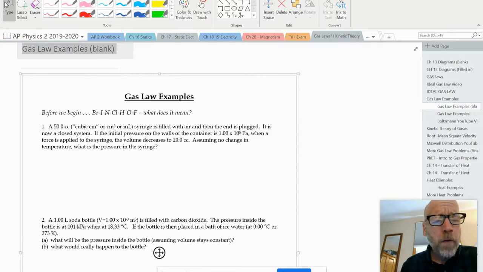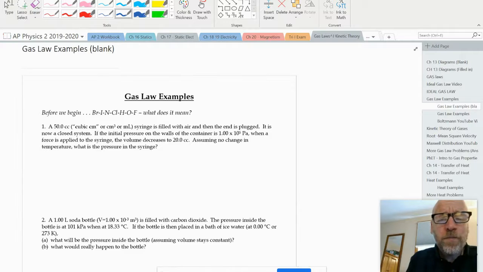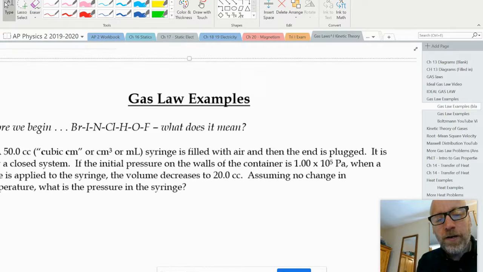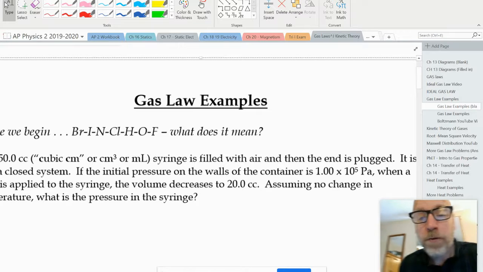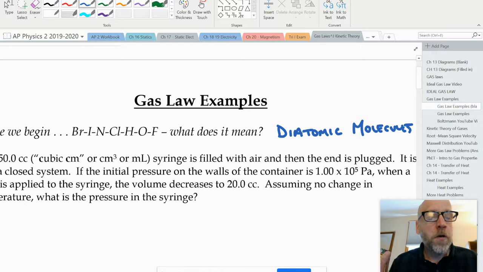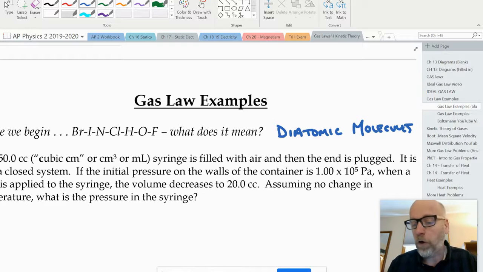No. What does that say? That's right. Brinkelhoff. And what does Brinkelhoff mean? Well, back from chemistry, maybe you remember, maybe you don't. It means that these are diatomic molecules. Meaning, when in a gaseous form, bromine is always going to be Br2. Iodine, I2. N2, Cl2, hydrogen, oxygen, and fluorine are all going to be 2. They're all going to be together.